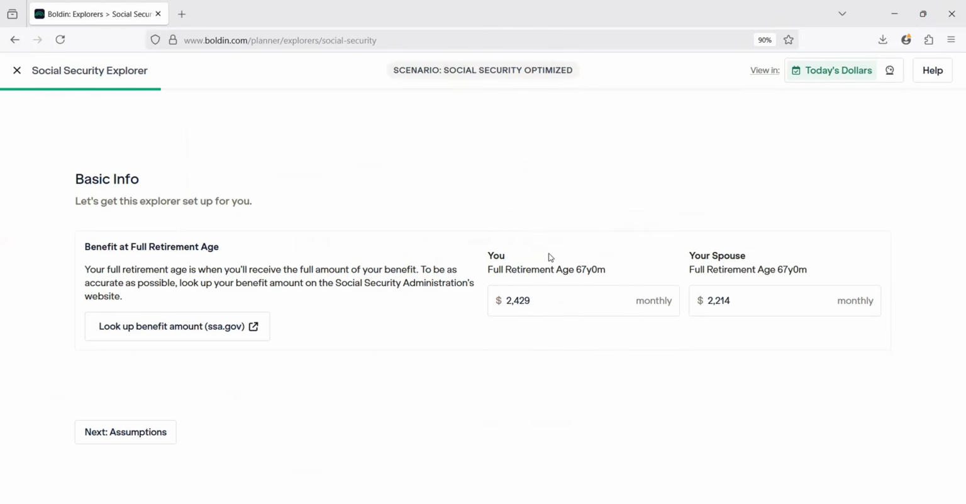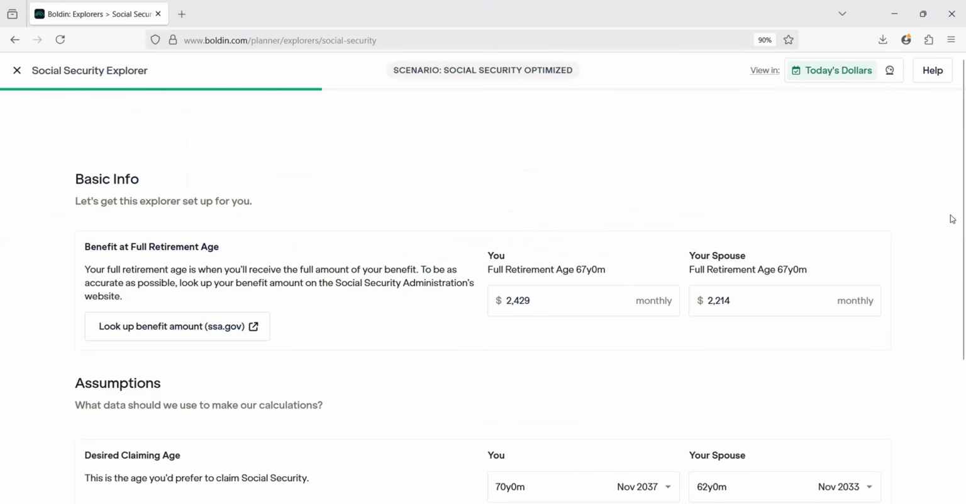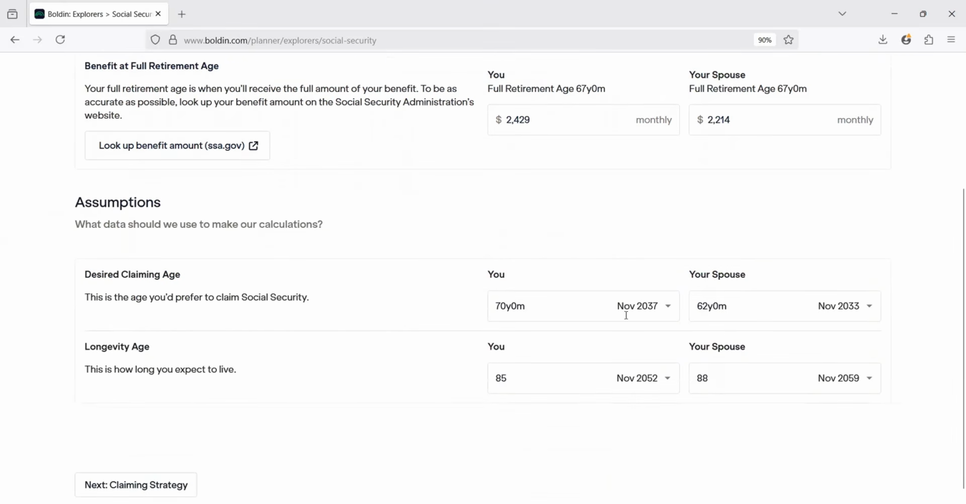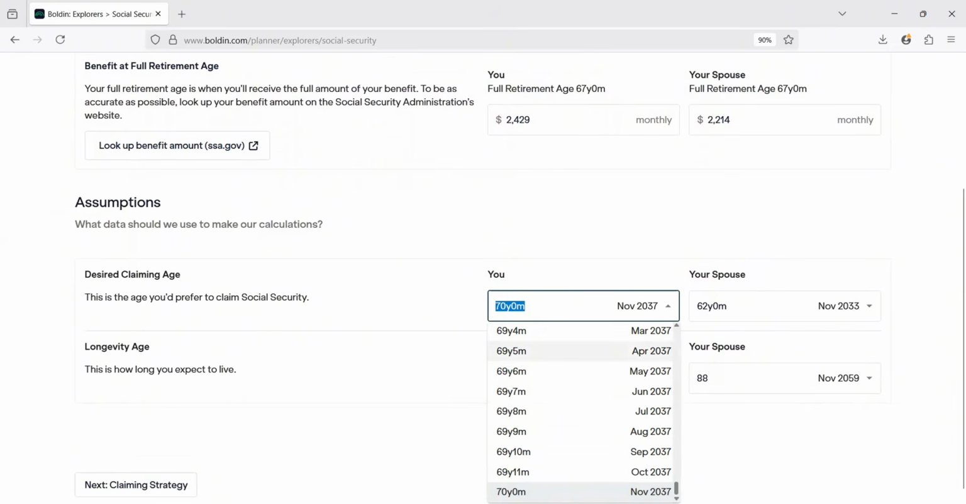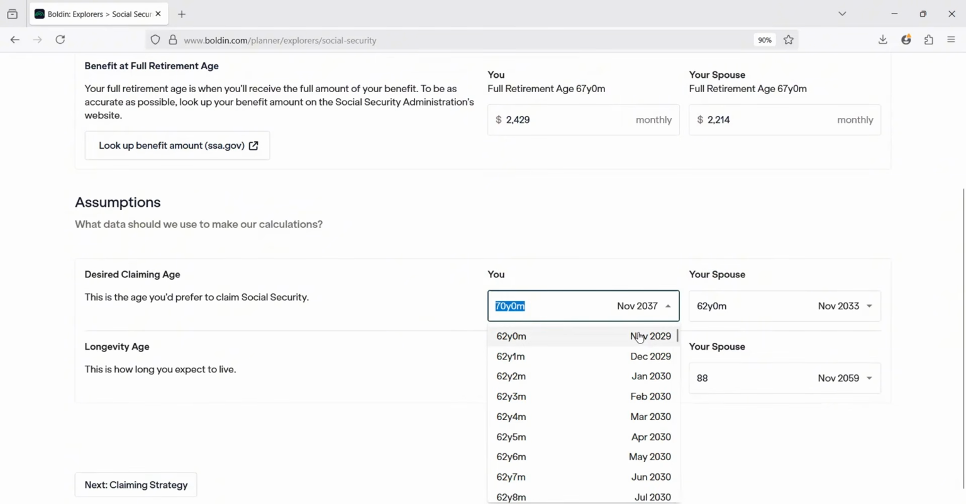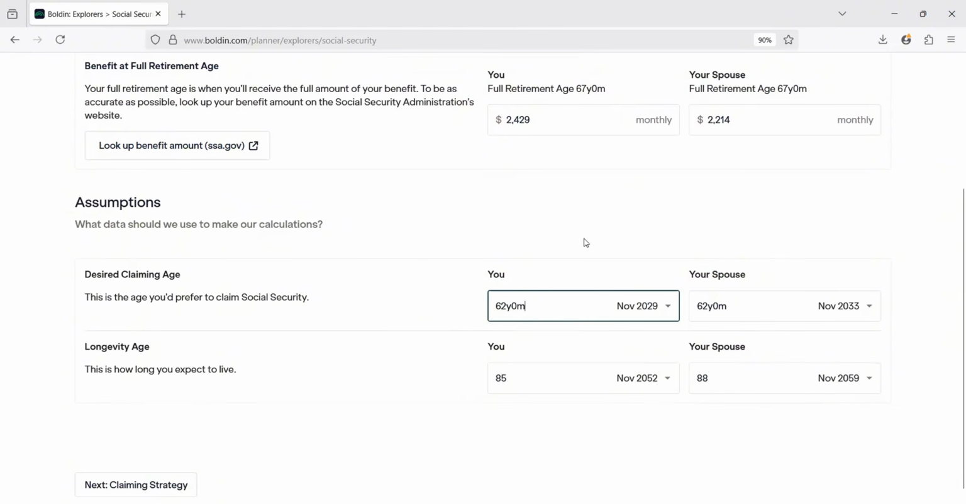Okay, so these are the two amounts of the benefits at full retirement age that I calculated, given what they would be collecting at 62. So we're going to go ahead and look at our assumptions. Okay, this is carrying over from me and I can't seem to get rid of this. So, all right, so the desired claiming age is 62 and 62. Okay, expect to live 85, 88.